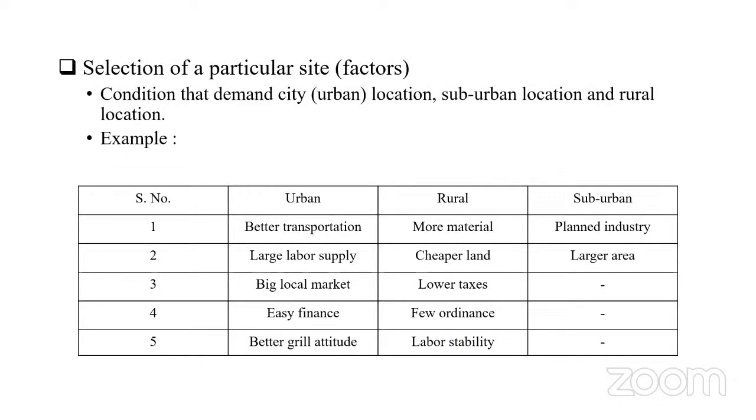This is a simple example of demand by urban location, suburban location, and rural location. In an urban location, we have better transportation, large labor supply, big local market, easy finance, and better attitude. In a rural location, more material is available, cheaper land is available, the tax rate is relatively low in comparison to urban or suburban, few ordinances, and labor stability. And the third category is suburban, plant industry and larger area.